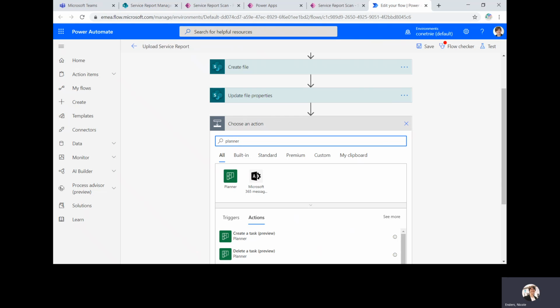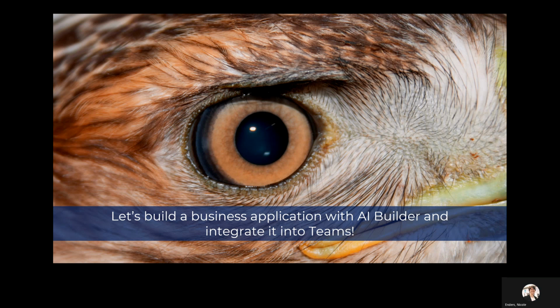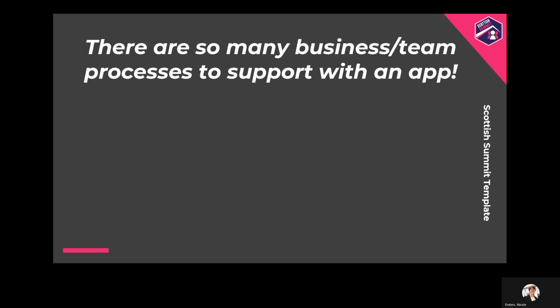So, and if we go back to the slides, I think we saw how to do this. And now it's very important because what can you take away from this session? There are so many business processes to support with an app or with a business solution. And not only business processes, think about all your team processes. There's always something which you can do in a better way.